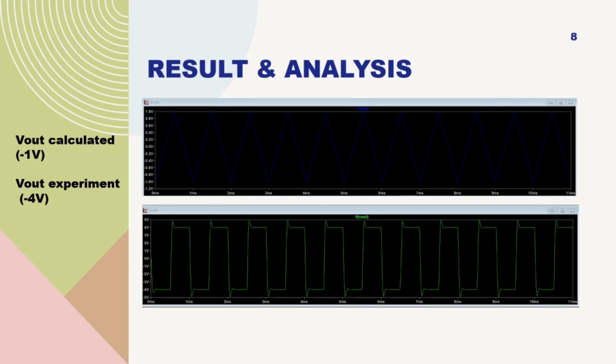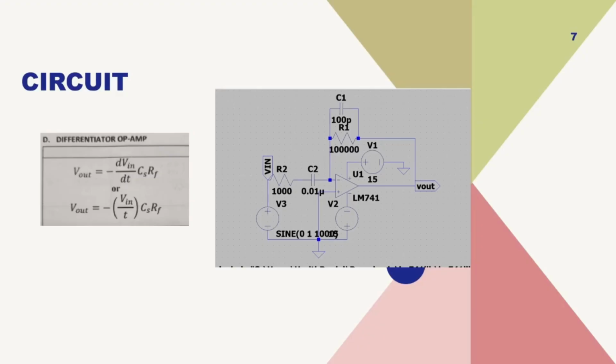Why is there a 100 picofarad capacitor? The capacitor is added to improve circuit stability, reduce high frequency noise, and reduce unwanted spikes at the output. Even though the ideal differentiator does not use this capacitor, a real op-amp needs it to avoid oscillation and noise.